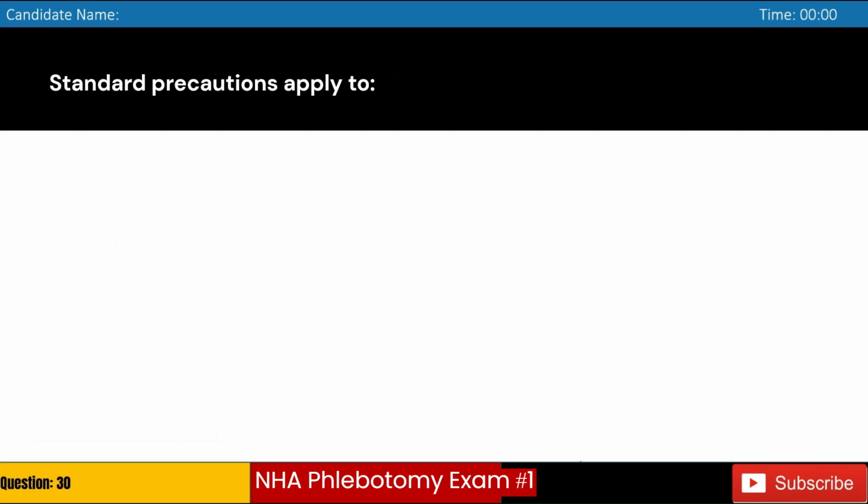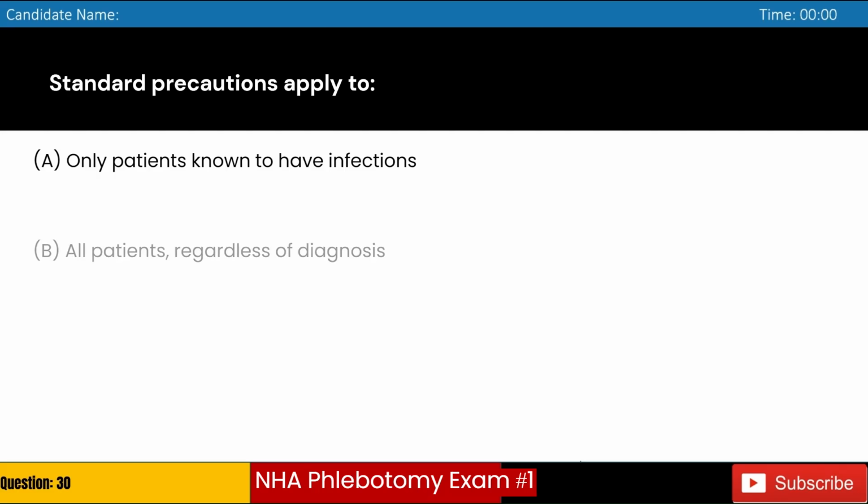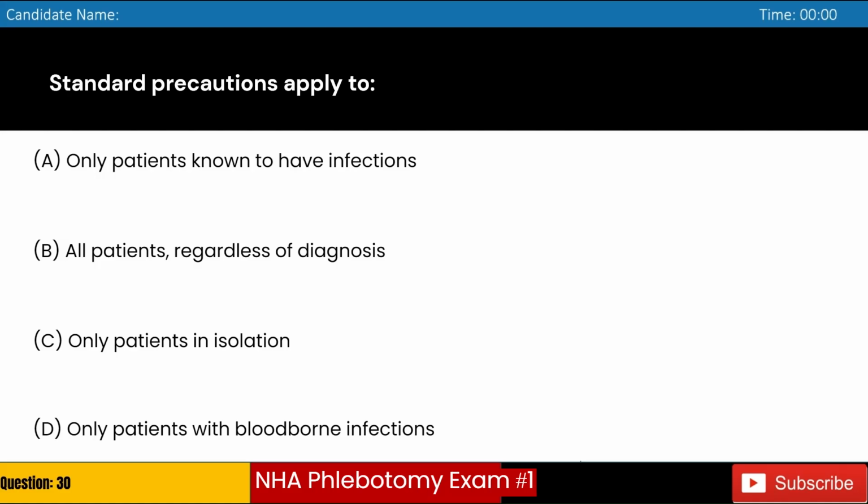Standard precautions apply to: A. Only patients known to have infections. B. All patients, regardless of diagnosis. C. Only patients in isolation. D. Only patients with blood-borne infections. Answer B. Standard precautions apply to all patients to prevent the spread of infections.